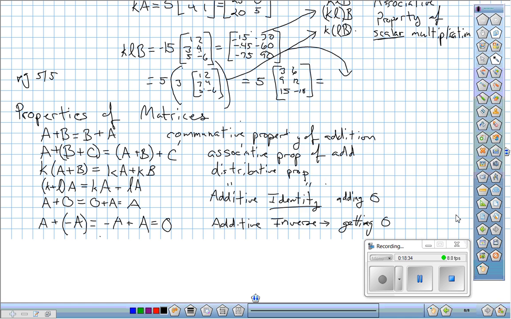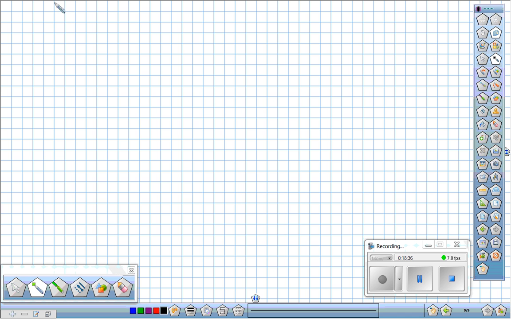Okay, so that was the nice, easy stuff. Now we get to matrix multiplication. And you think, hey, we've been doing multiplication on matrices the whole time. But we haven't been. So what we're going to do now is, it will usually be written like A times B, or whatever letters you have.